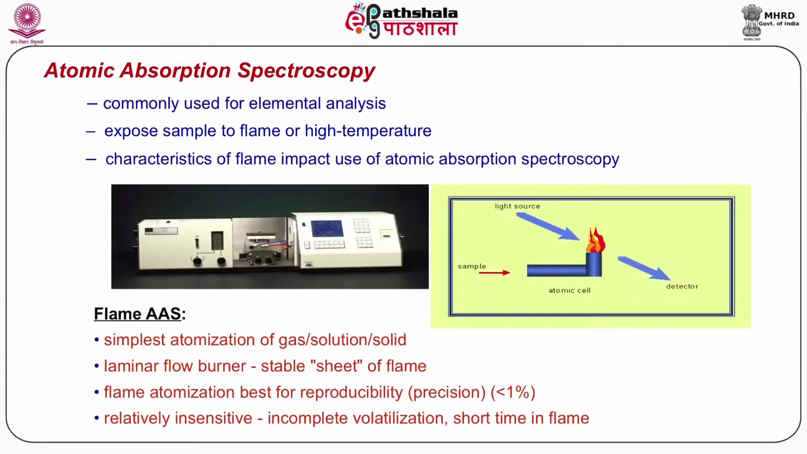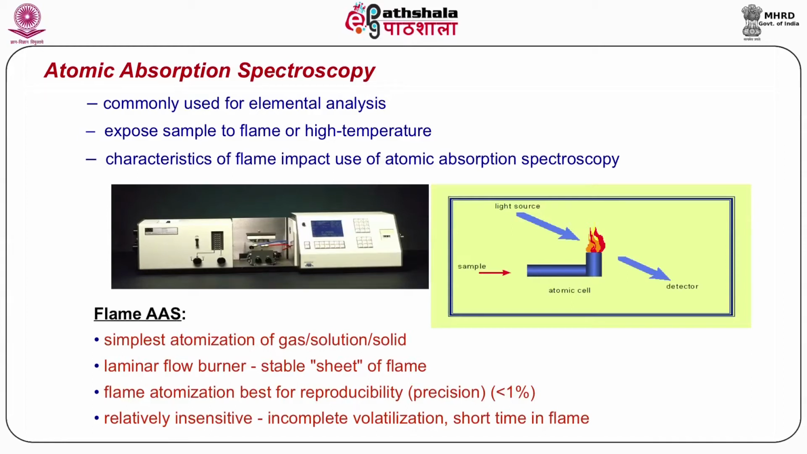We talk here about atomic absorption spectroscopy. You can see here the model of the atomic absorption spectroscopy and the working principle, how it actually works. It is commonly used for element analysis: the sample is exposed to a flame or high temperature, and the incident light is absorbed by the elements. Then the amount of absorbed light is detected by the detector.